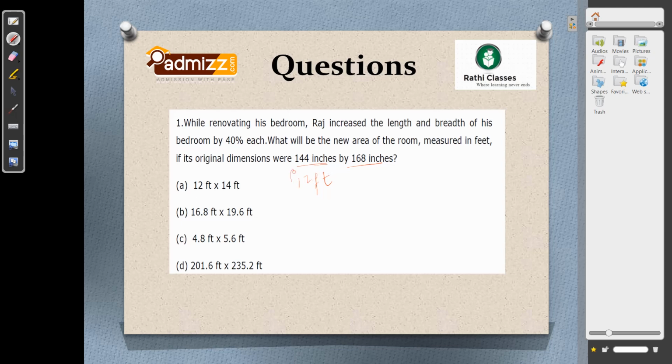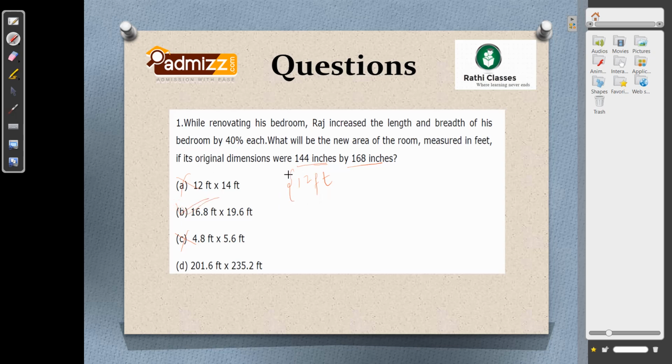Now, as the length and the breadth of the bedroom have been increased, the new value should be greater than 12. So 12 means option A, and option C is eliminated. We are left with B and D. Now 40%: if I say 100% also, it would be 24. So less than 24, the option left is only B.